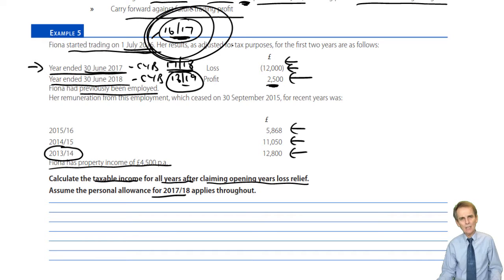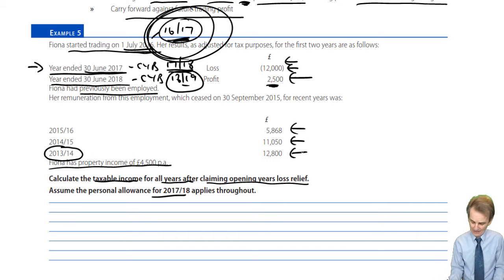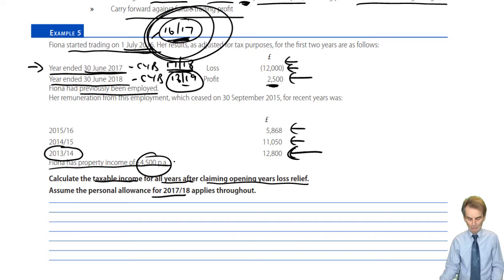And with your opening year's loss relief, remember, set off against the total income of the preceding 3 tax years on a first-in, first-out basis. So 16-17, like it was in example 4, go back 3 years, 15-16, 14-15, 13-14. We go back to 13-14 there. In terms of 13-14, here is information about income of that year. Don't forget the property income as well.